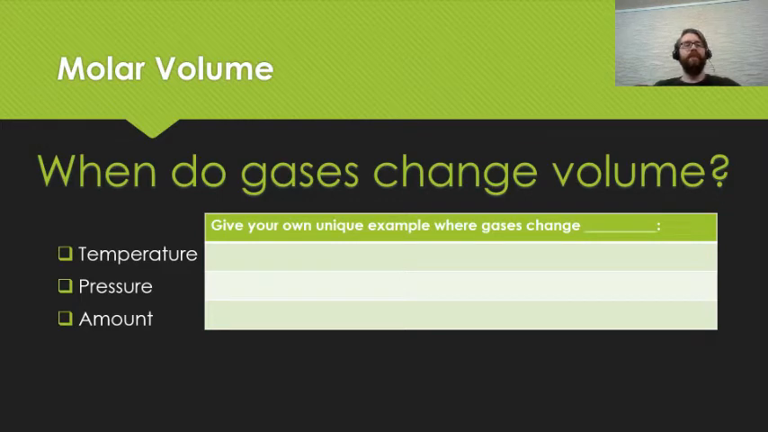If you change the temperature, if you make it hot or if you make it cold, I want you to give your own example of heating or cooling a gas and how that changes its volume. Same thing with pressure. If you change the pressure on a gas, how will that change its volume? And also the amount, how will that change its volume? We're going to do some quick calculations, but if you do want to pause it here and fill out that table, I encourage you to with your own examples.